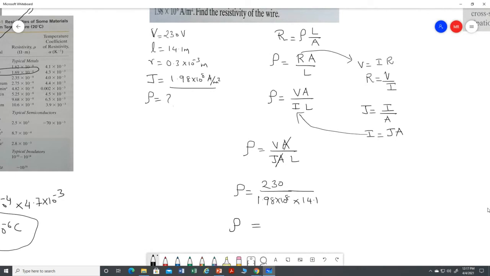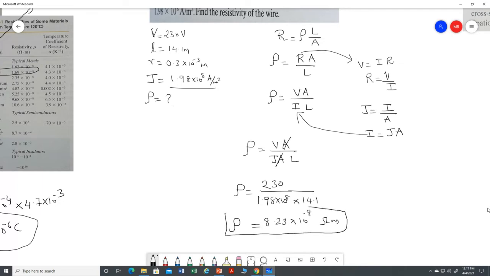What is the answer? 8.23 multiplied by 10 to the power minus 8. Because if this 8 will go to the top, it will become 10 to the power of minus 8. What is the unit for the resistivity? Ohm meter. Clear, my dear?